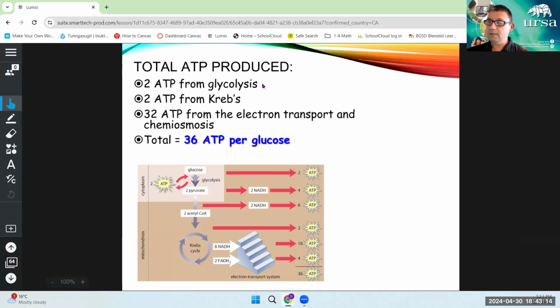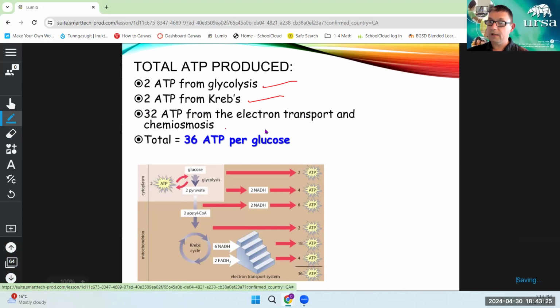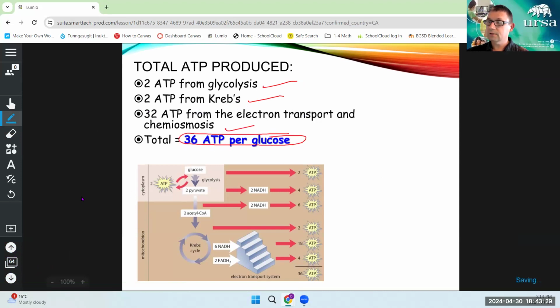In terms of total ATP: ATP from glycolysis, 2 molecules. ATP from the Krebs cycle, another 2. Another 32 from chemiosmosis and the electron transport chain, yielding a total of 36 for each molecule of glucose that enters.